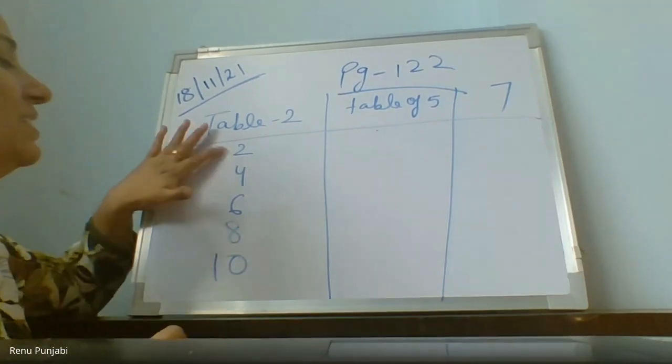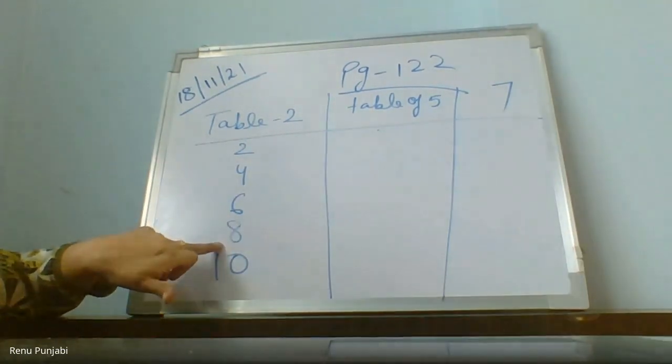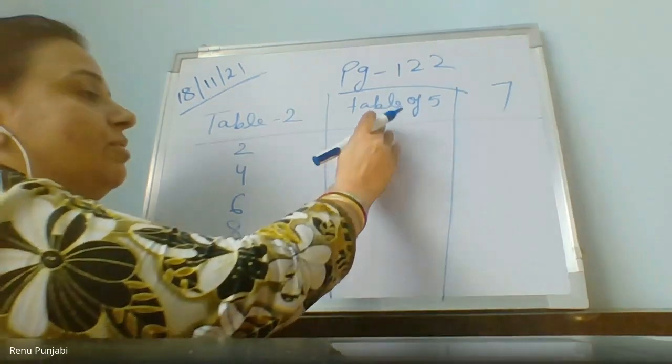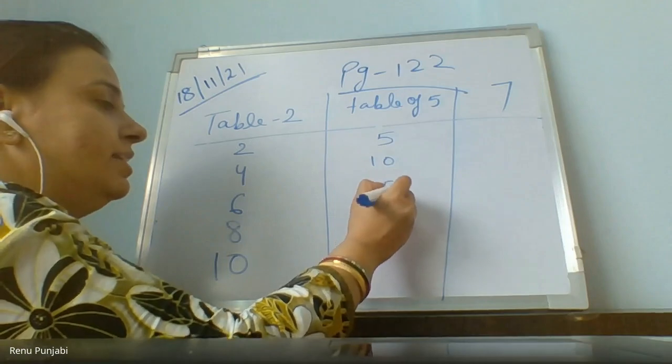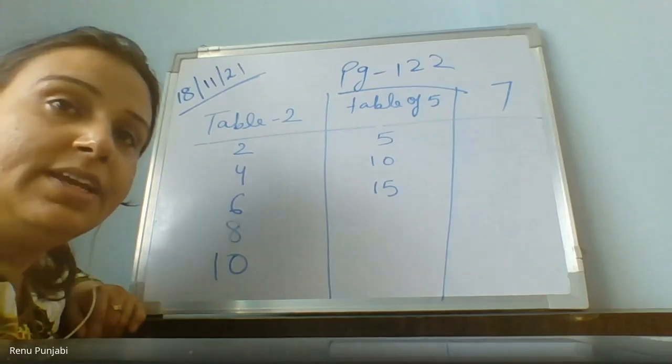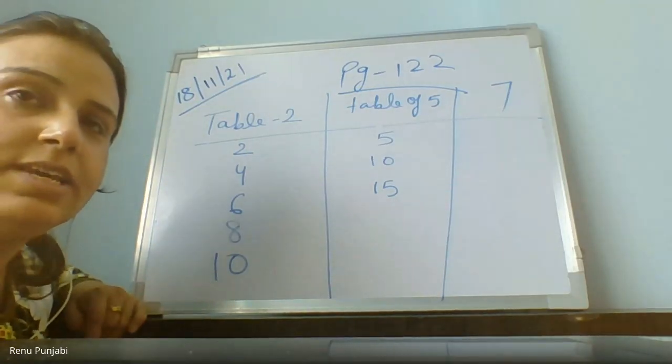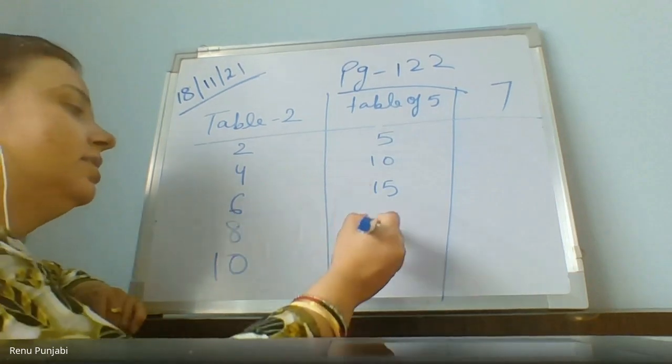2 ones are 2, 2 twos are 4, 2 threes are 6, 2 fours are 8, 2 fives are 10. Now we are going to write the table of 5. Ma'am, do we have to write this? No, don't write. Just watch. It is already given in your textbook. Just see how the trick works.